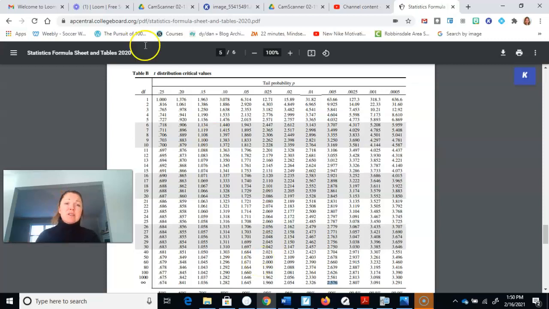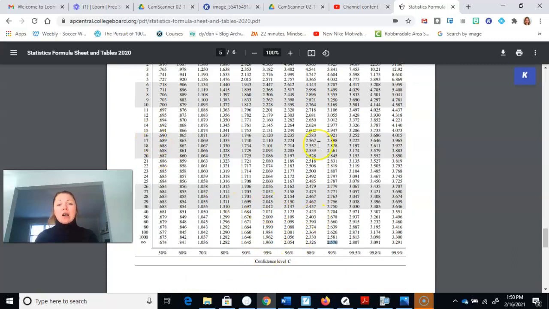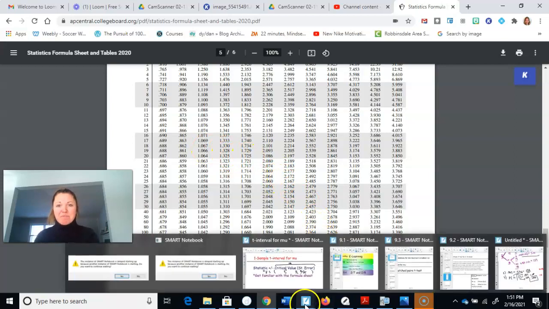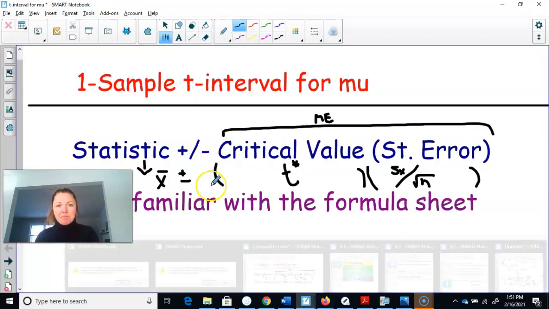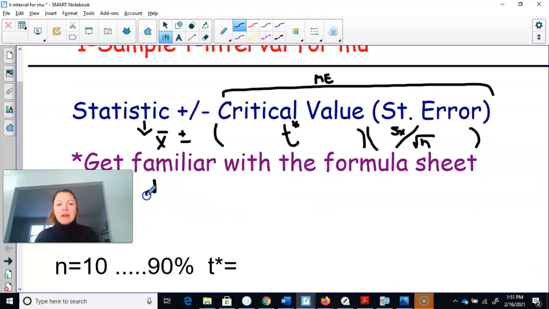Now you'll notice over here we have a column and it says DF. That stands for degrees of freedom. Our T star is based off of our confidence level as well as our degrees of freedom. That's how we find what our T star is. Now, what is a degrees of freedom? Our degrees of freedom, DF, is equal to n minus 1, where n is our sample size.